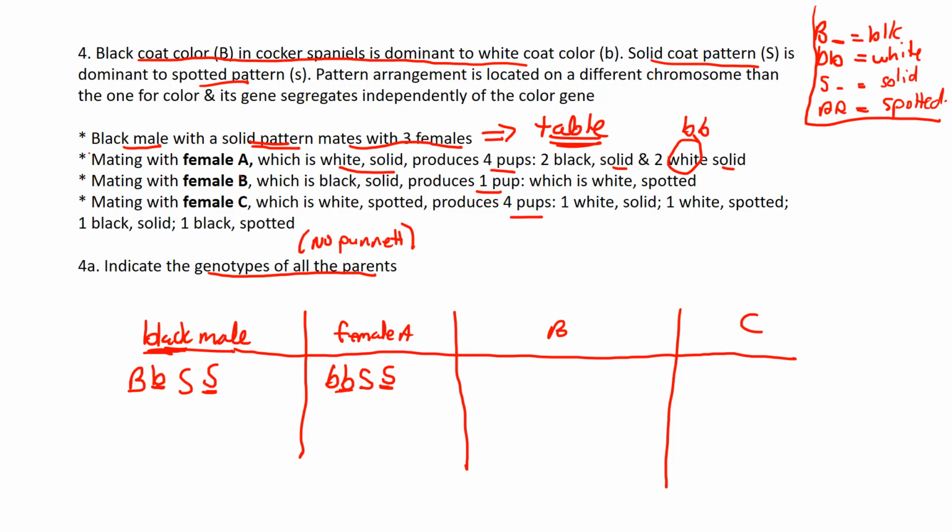Okay, so that's this one here. So now the black male mated with female B, and female B is black and solid. So let's put what we do know about her. If she's black, she must have a capital B. Nowhere does it say homo or hetero, so we're going to put a line in there. She's solid, so she has to have at least a capital S. Again, nowhere does it say homo or hetero solid, so we're going to put a line indicating that we don't know what the other allele is. We know there's something there because, again, all these traits are always in paired alleles. But at this point, we don't know if they're homo or hetero.